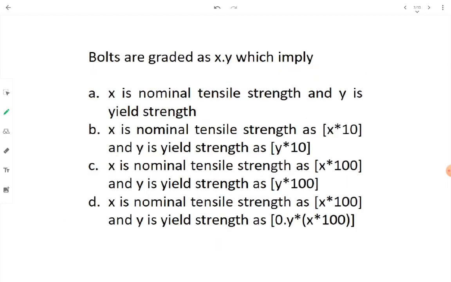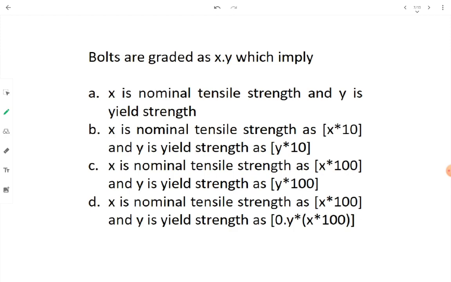Bolts are graded as X dot Y, which implies what? What do this X and this Y imply? See, X stands for nominal tensile strength and Y stands for yield strength. Okay, all the four options are saying like that. Let's take an example from which we will say what exactly grade X dot Y means.